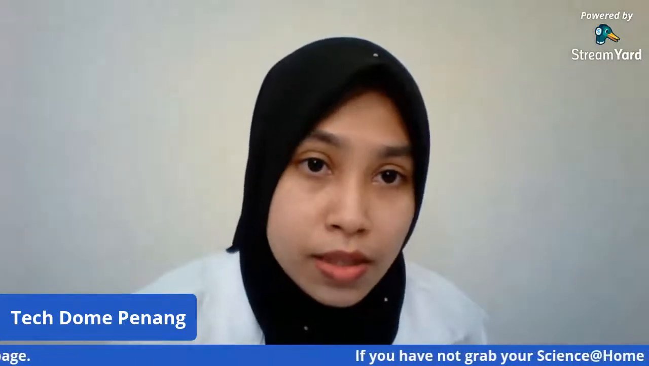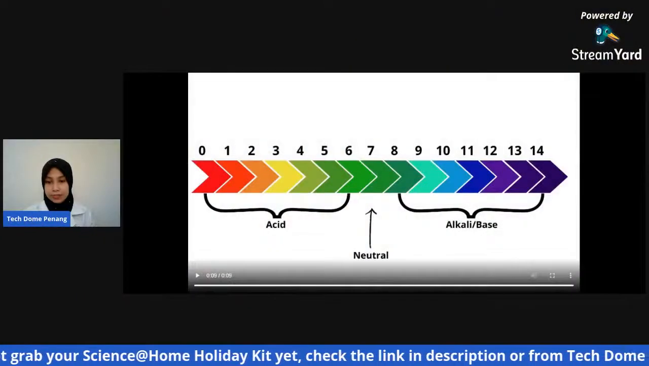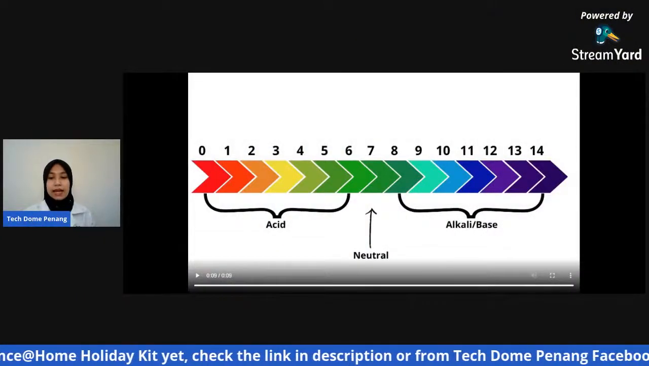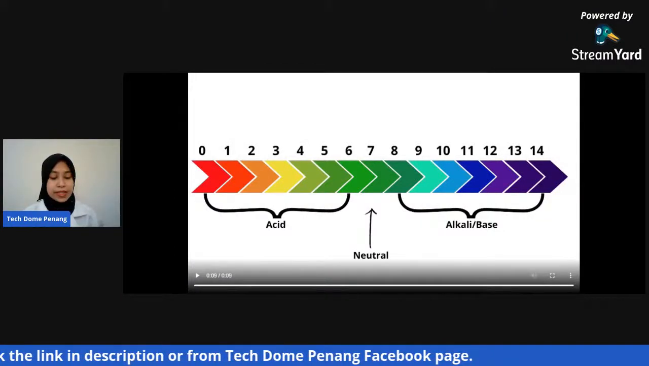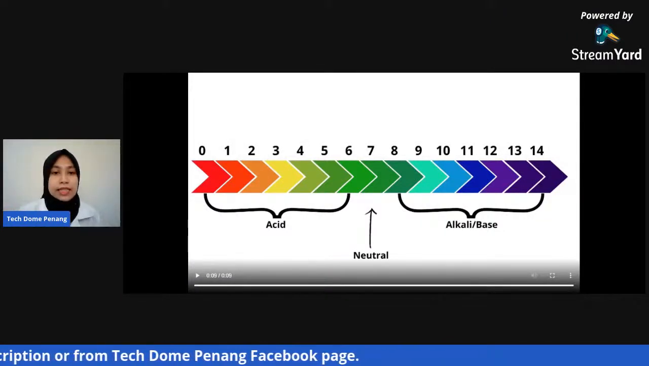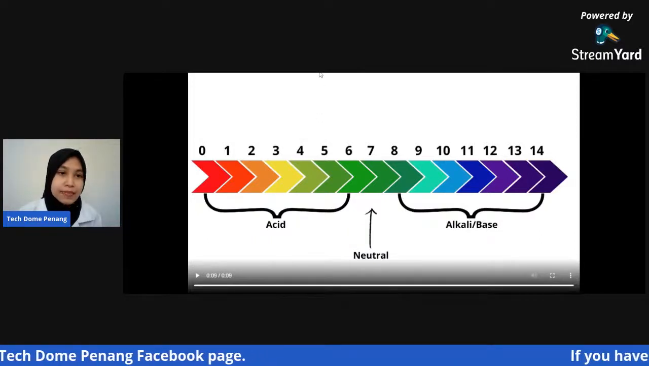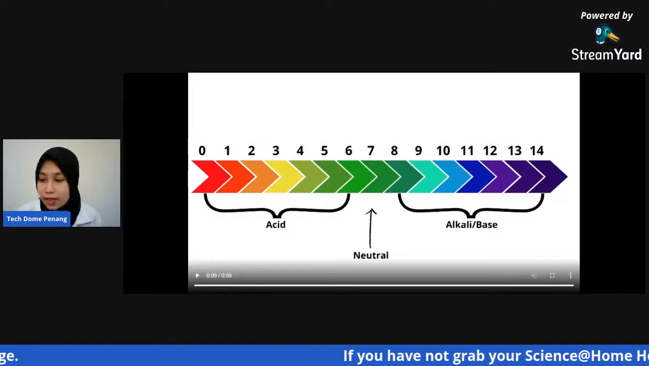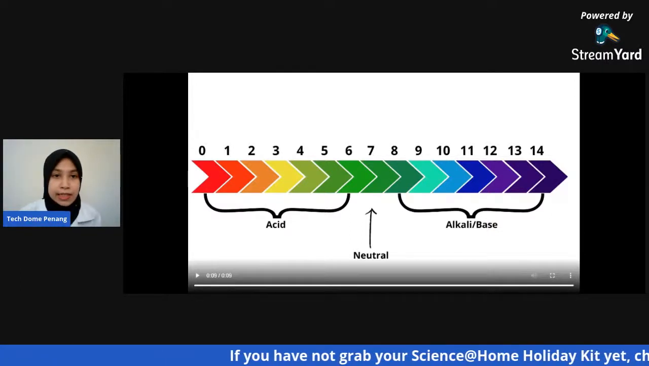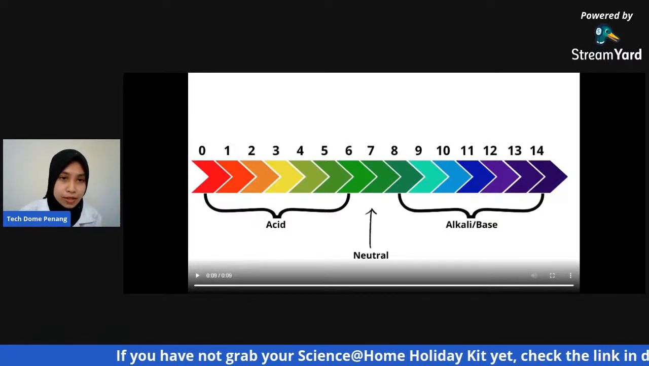So back to our scale just now. When a substance turns blue, it means that it is alkali or basic. So that means the baking soda solution is actually a base, or alkali. Then now we should continue with our next solution.